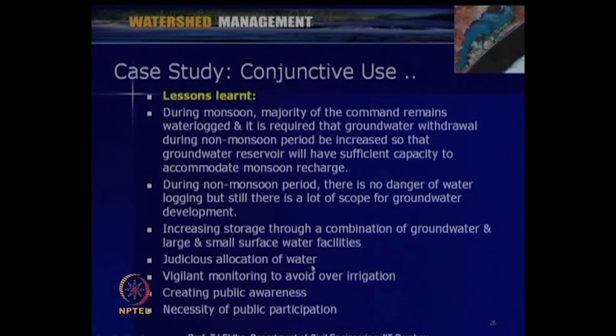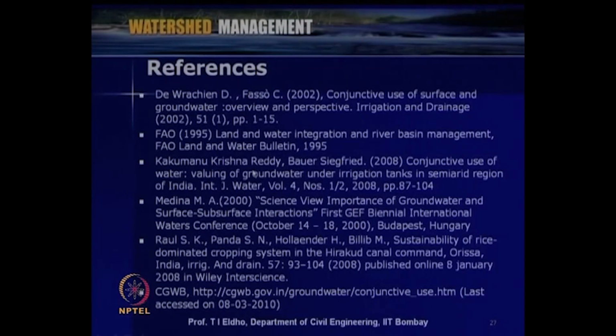Then judicious allocation of the water. That is one of the plans which we have seen, 90% from the surface water and 10% from the groundwater, and then area wise also we have to see judicious allocation. Then vigilant monitoring to avoid over irrigation. Then creating public awareness, which is very important in these kinds of conjunctive use projects. Then the necessity of public participation. The farmers should participate in the project. Otherwise, we cannot achieve the optimal plans as far as conjunctive use is concerned.